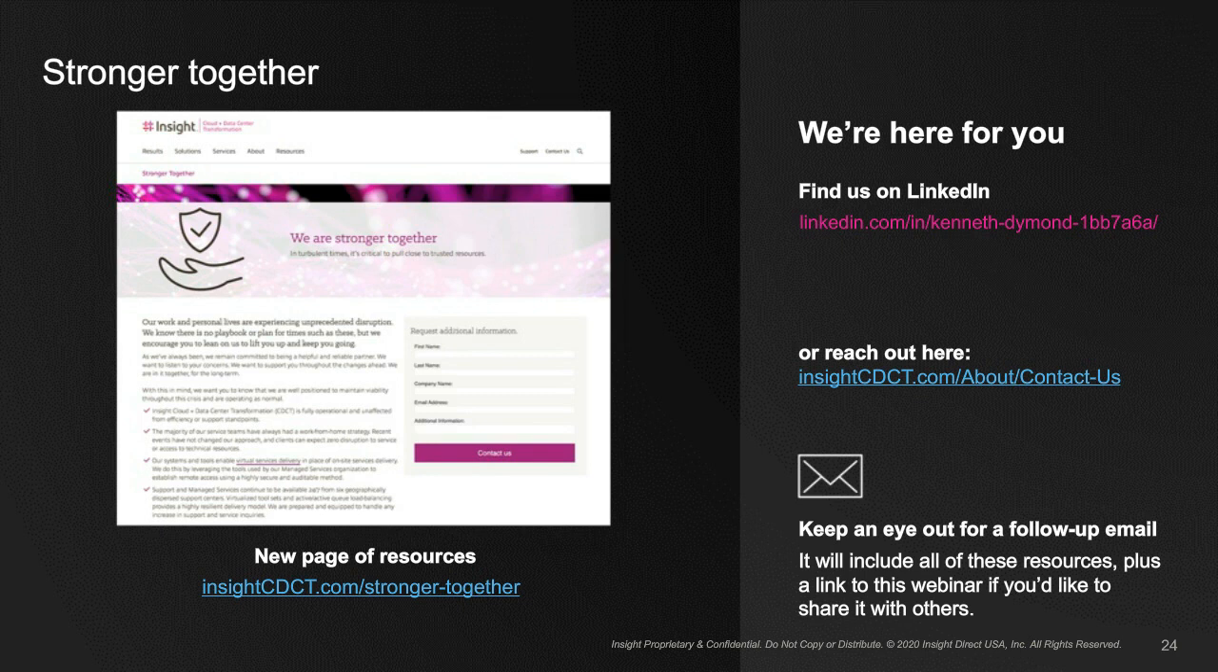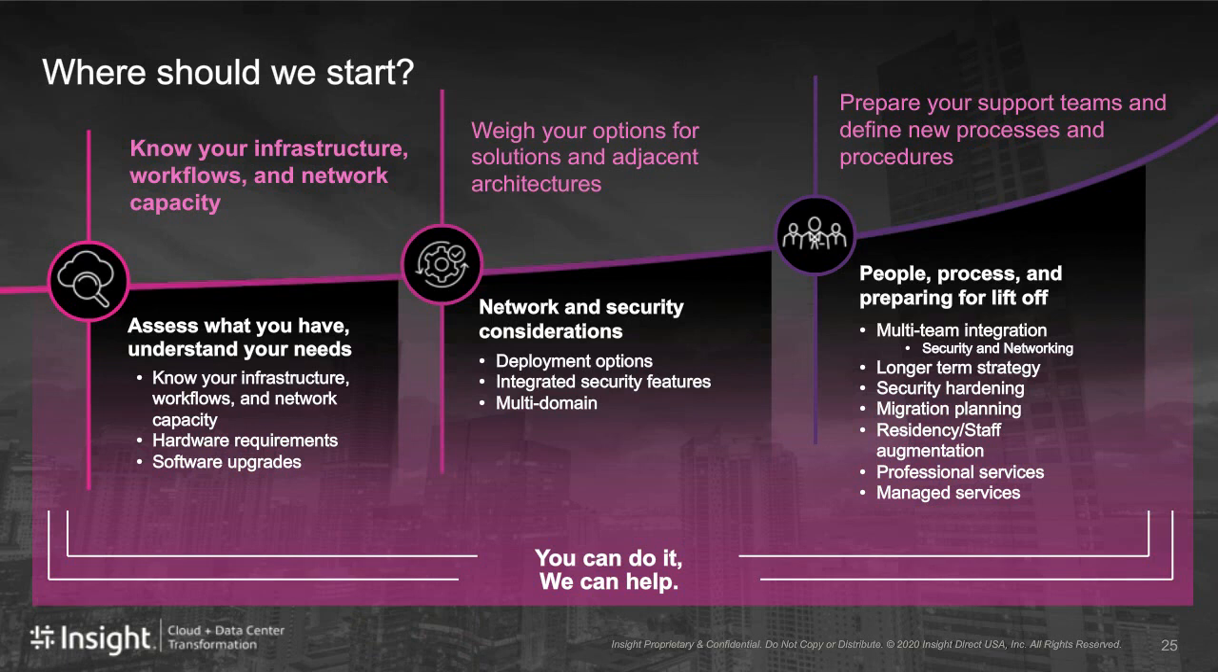Now, where should we start? What are some of the questions that you have? How can you prepare yourself to take that modernization challenge? It starts with know thyself, and I don't want to become philosophical here, but it's something that has been beaten into me throughout my career. When you know thyself, you can make better decisions. So understand your infrastructure, your workflows, and your network capacity. That's first and foremost. And unfortunately, a lot of our customers don't.